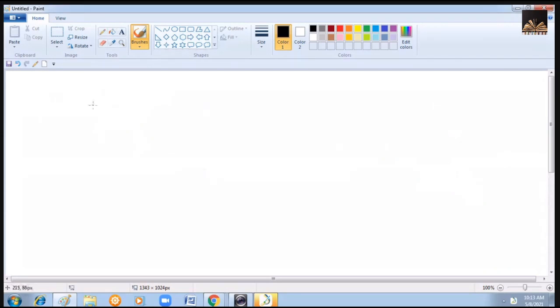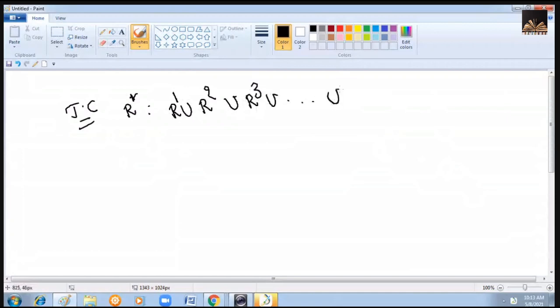So simply you can represent this transitive closure as R star, which is equal to R power 1 union R power 2 union R power 3 union, and so on up to R power n, where n is the number of elements in the given set, right? So let us see one example for this closure, the transitive closure.